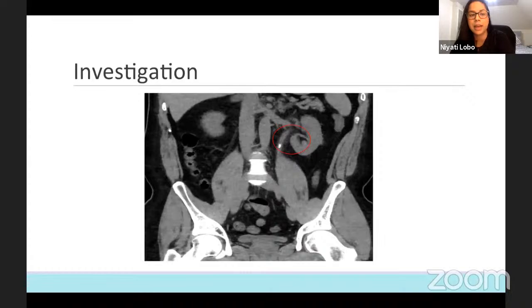A CT KUB. KUB stands for kidneys, ureters, bladder, and that is a non-contrast scan. So it's got a very low radiation dose, and it is brilliant for picking up stones. As you can see circled in red, that is your stone there, in the proximal ureter.